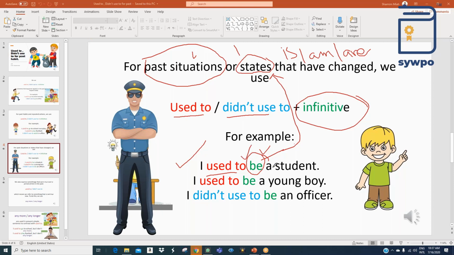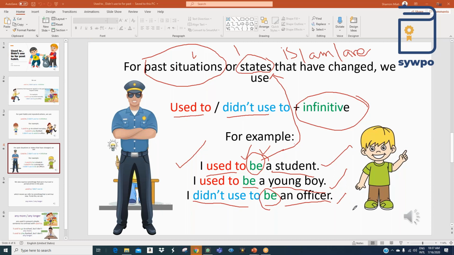I used to be a student. I used to be a young boy. I didn't used to be an officer. Do you see? I'm talking about who I was in the past. I used to be a student. Today I'm a teacher, so my situation has changed.